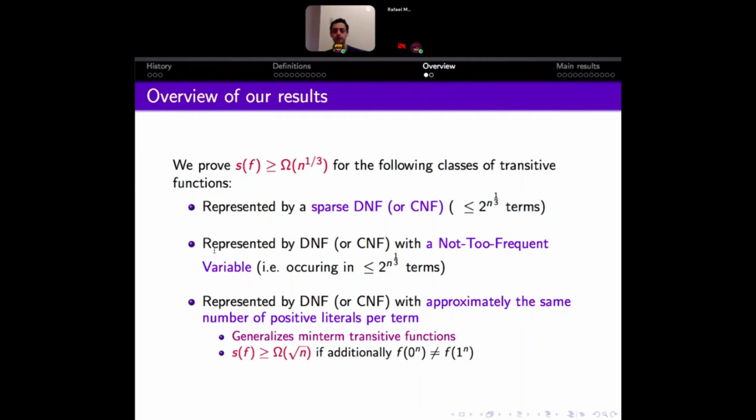The second class is where a function can be represented by a DNF or CNF, which could be large, but which has at least some variable not occurring too many times. So it has at least some variable occurring in at most these many terms. And the third class is where a function can be represented by a DNF with approximately the same number of positive literals per term. And for this class, under this additional condition that the function does not agree on the all zero and the all ones input, we also prove this stronger bound.